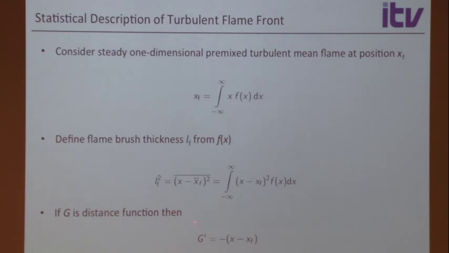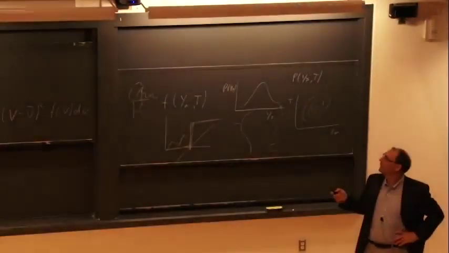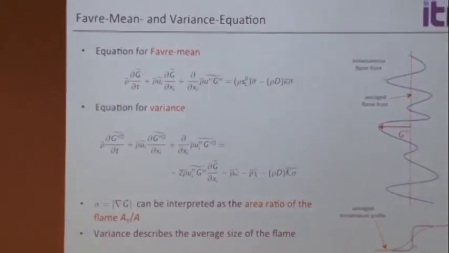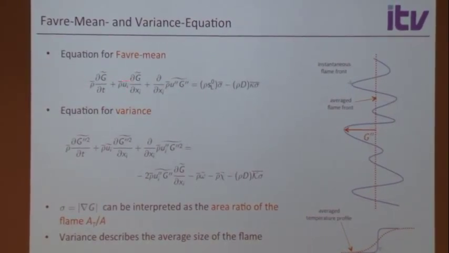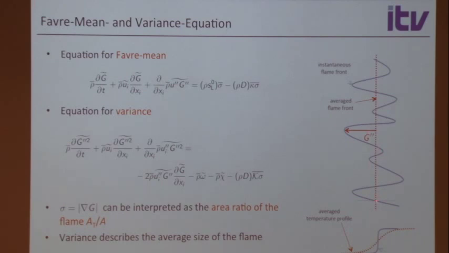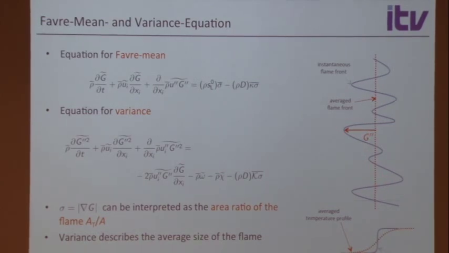if we say G is a distance function, then G prime, that would be the fluctuating distance from the mean flame front, measuring, if this is a turbulent flame, what's the departure of the flame position from the mean? And then we can derive equations. Starting with this equation I showed you earlier, we can derive equations here for the mean G level set, and for the variance of the level set. And so the mean here, that gives you the mean flame position, and this variance, it tells you what the departure of the flame from that mean flame position is.